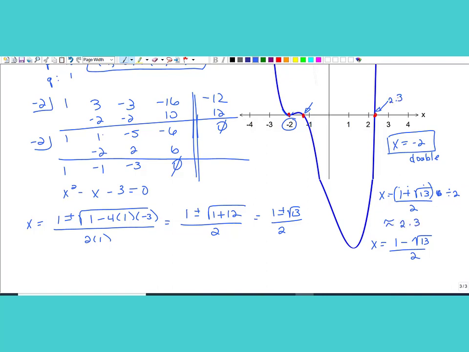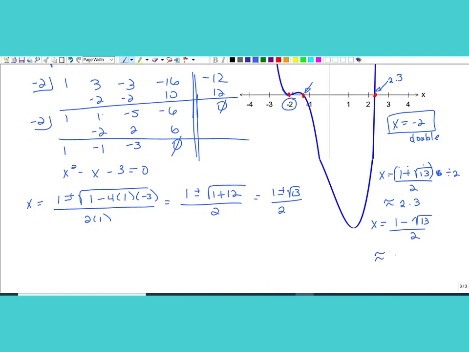That looks like that matches. And this is approximately negative 1.3, and that matches the graph. So I feel very confident in my answers of negative 2, 1 plus the square root of 13 divided by 2, and 1 minus the square root of 13 divided by 2.